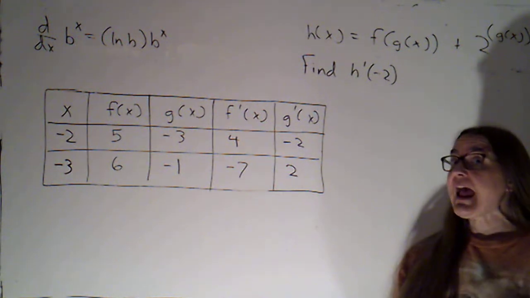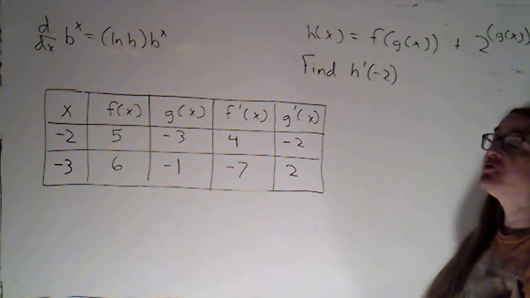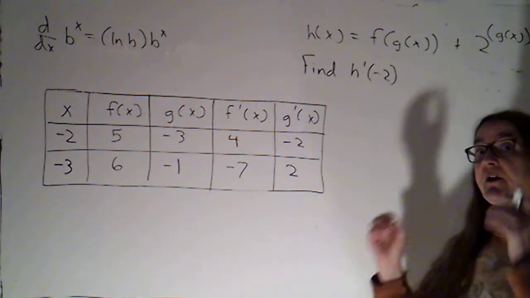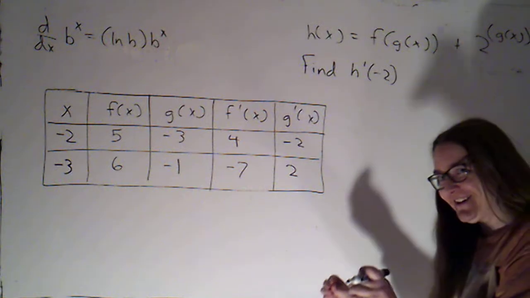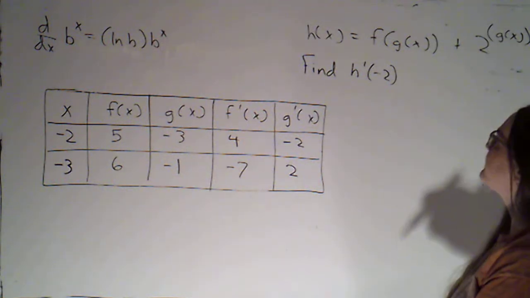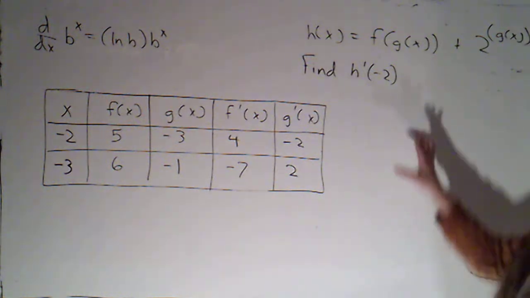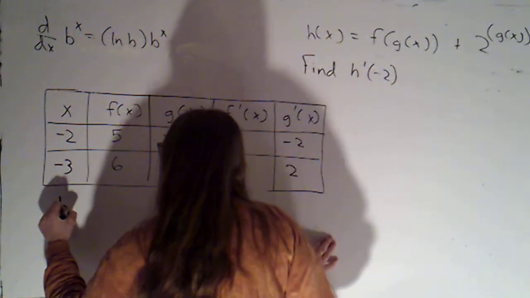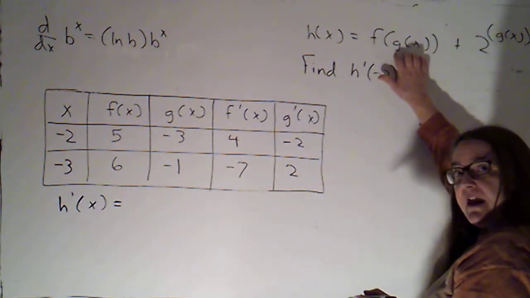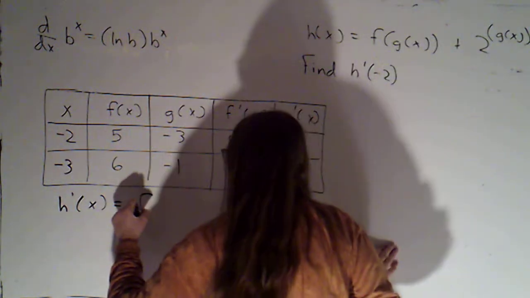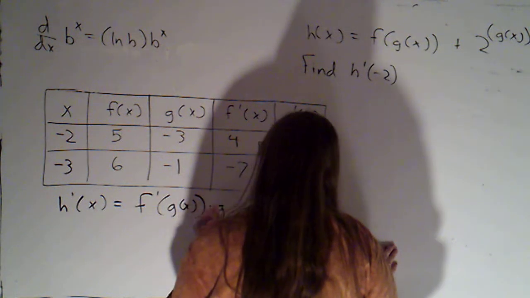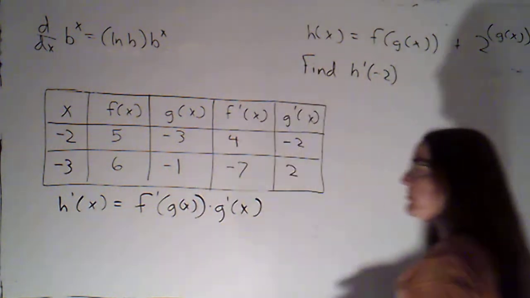I will just say part of the directions are to clearly label your work so that I want to know when you're talking about h prime of x, the function, and when you're talking about h prime of negative 2, the number. Okay, so if I work through this, I'm going to say h prime of x. Now I'm taking the derivative of f of g of x. That's just chain rule. So it's f prime evaluated at g of x times g prime of x.